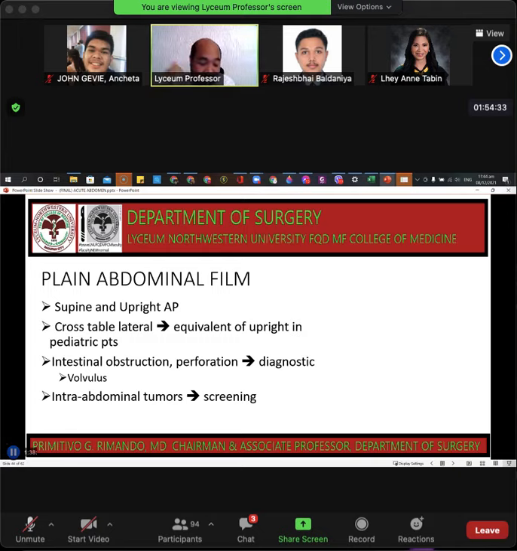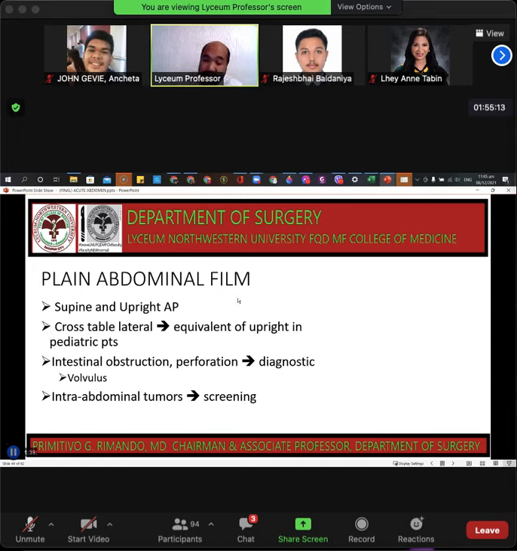There are some diseases where you actually need just a plain abdomen. Always remember, this should always be a partner: you have a supine and upright X-ray. For children, the cross-table lateral is the equivalent of your upright. Plain abdomen is best for intestinal obstructions. It can also identify perforations or free air in the peritoneum.